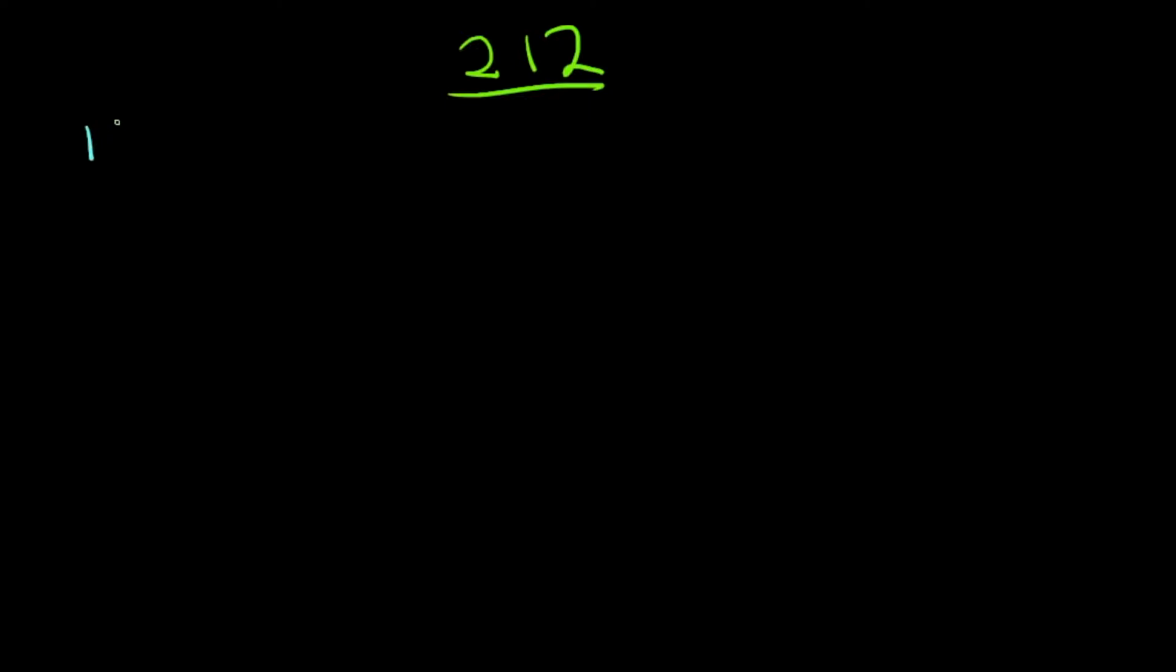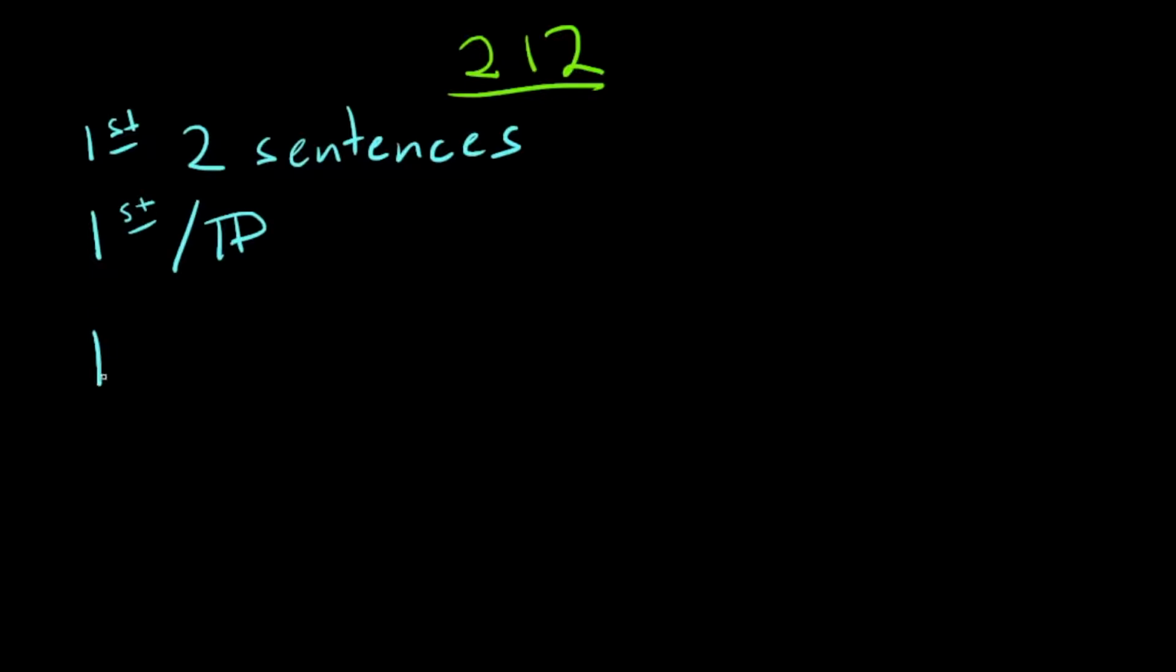You read the first 2 sentences of a passage. This is all for reading comprehension. Then you read the first sentence of each paragraph. And then you read the last 2 sentences. That's 2-1-2, get it? Here's why.